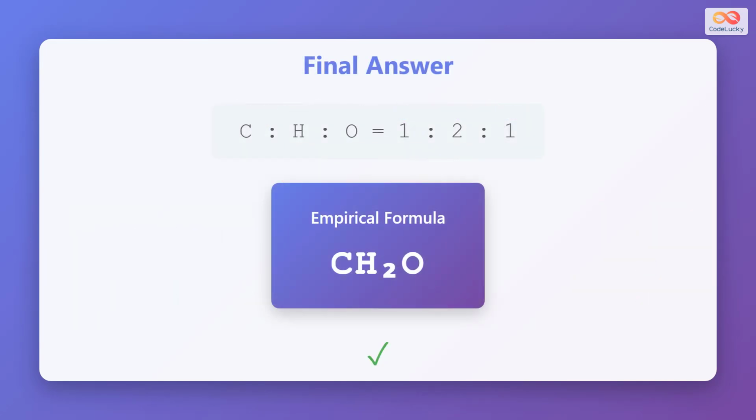Here's our final answer. The ratio of carbon to hydrogen to oxygen is 1:2:1. Therefore, the empirical formula is CH₂O. This formula represents the simplest whole number ratio of elements in our compound. Notice how we've successfully reduced the composition data to its most basic form. This is the power of empirical formulas in chemistry.